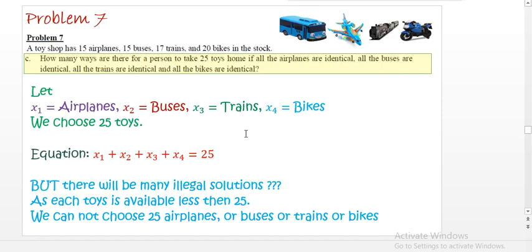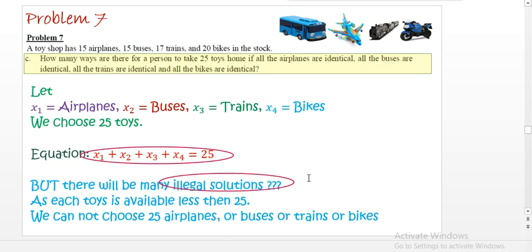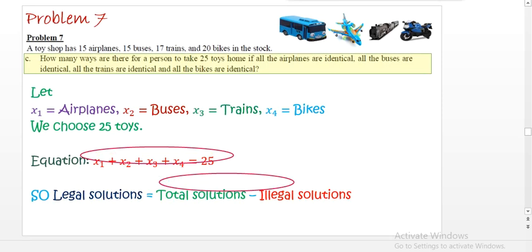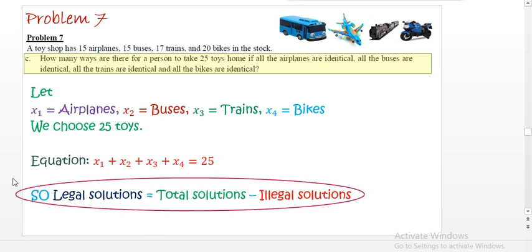So if we just solve this equation, we will get a number of illegal solutions, like the value of x1 may go more than 15 and so on. So what we have to do, as we often do, is find the legal solutions. We find the total solutions and subtract the illegal solutions from the total solutions. So we'll get the legal, allowed, valid solutions.